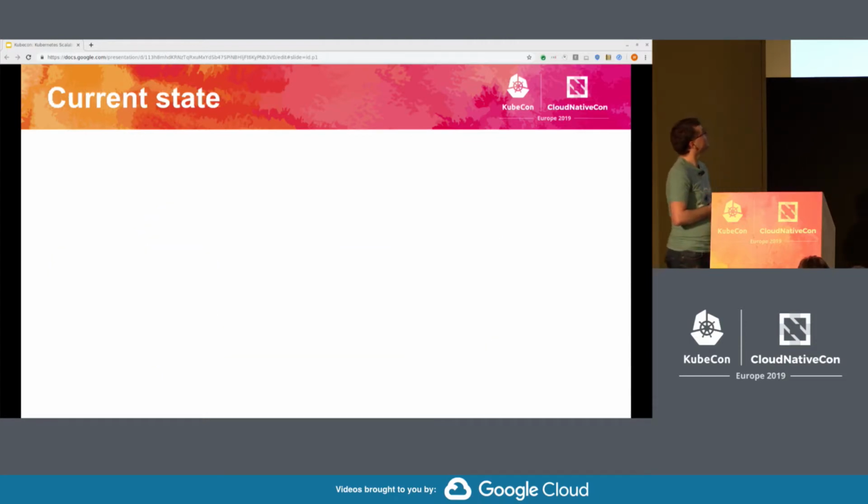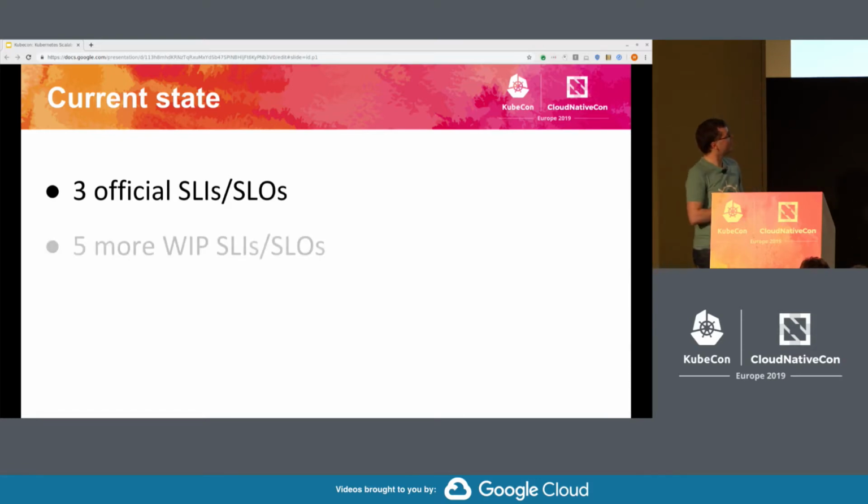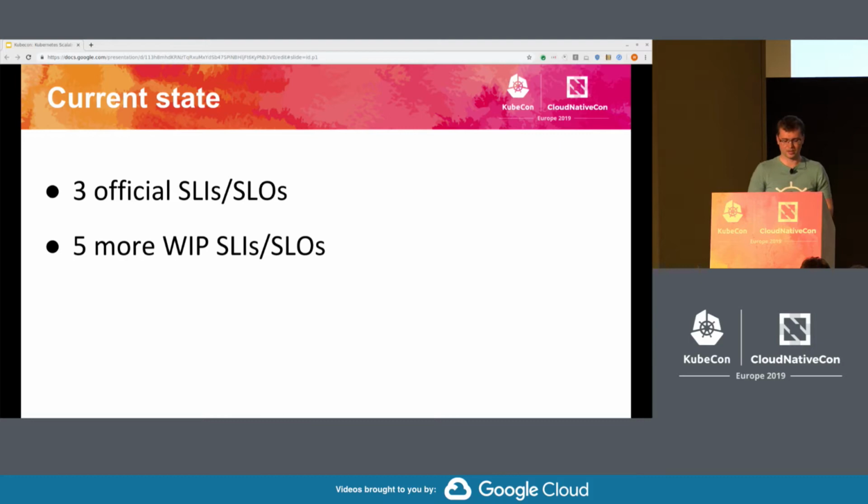So what is the current state of where we are? We are still at the point where there are only 3 official SLIs and SLOs. Those are for API responsiveness, one for read-only and one for mutating calls, and the refined one for pod startup time for stateless applications. But there are also 5 more, what I call work-in-progress SLIs and SLOs. Those are SLIs that are already precisely defined. They are approved by all the interested parties. They were discussed with users as things that those users really care about.